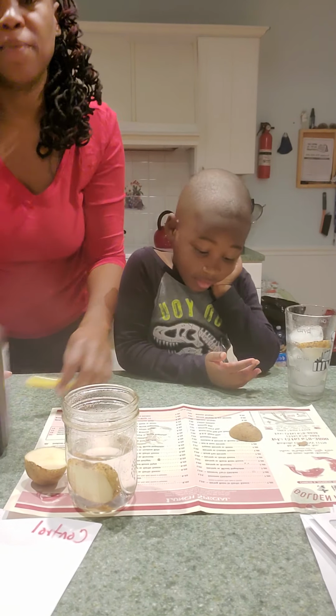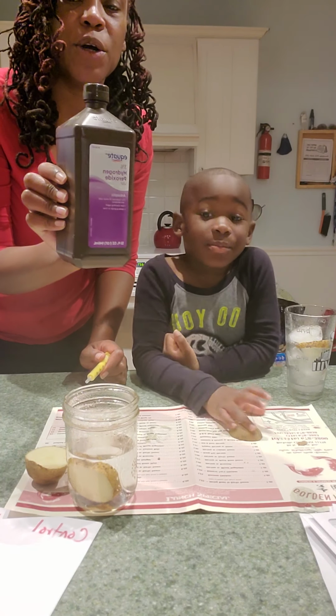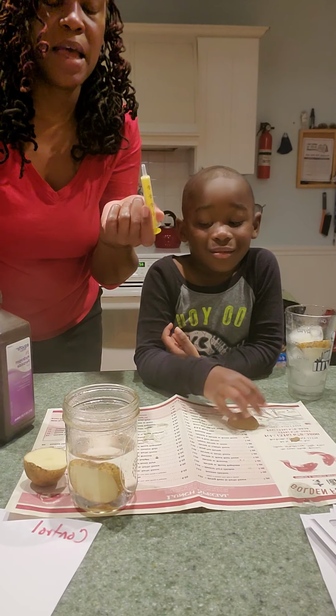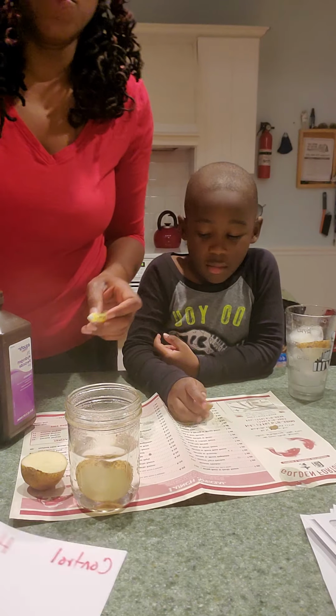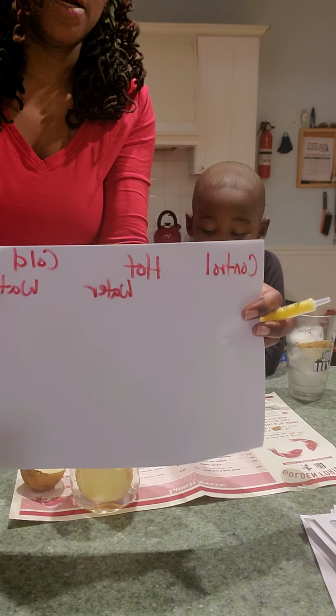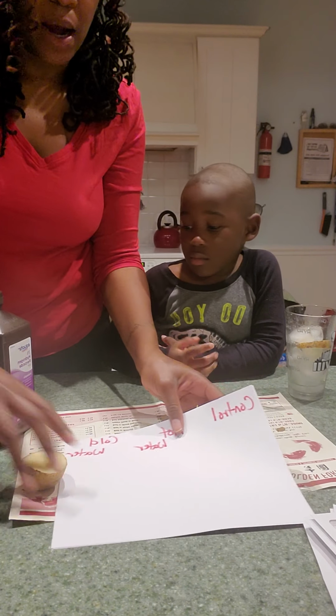So how do we do that? We have our hydrogen peroxide and a medicine dropper. And what I did was I made a paper here that has control, hot water, and cold water, for our potato.